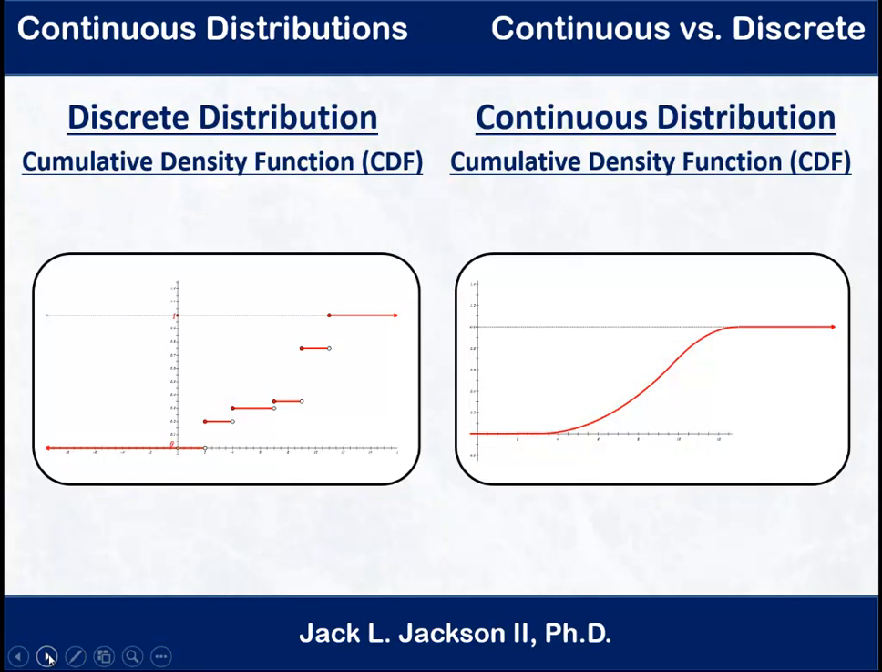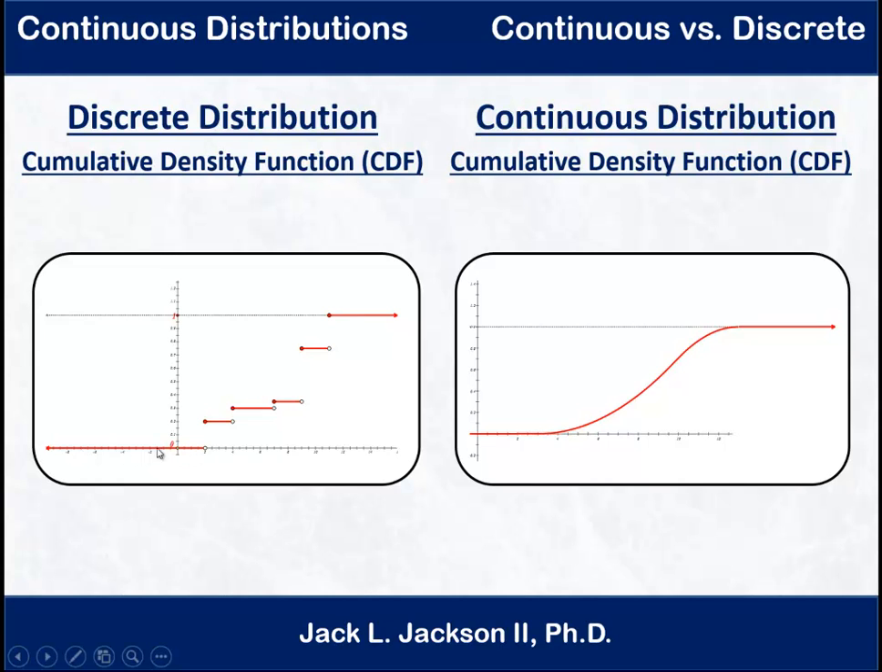So let's take a look at what the graphs look like. On the left you see a cumulative density function, a CDF for a discrete case. Notice the characteristics. It's the kind of graph we call a step function. Now I'm defining this for all real numbers, not just the x's where it has probability changes, but all of them.